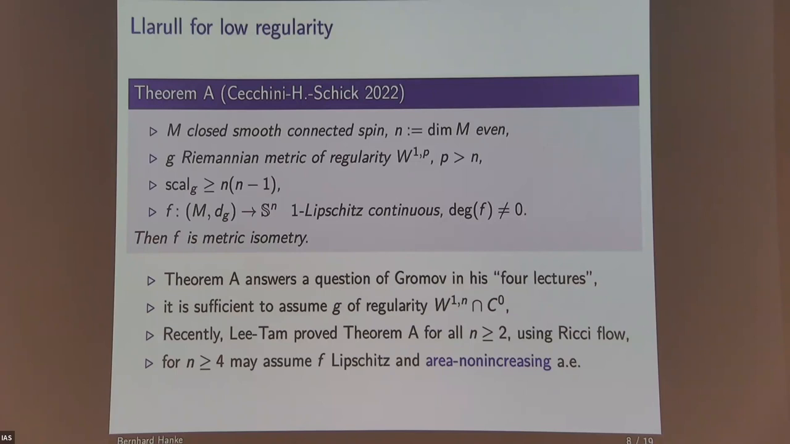And so in some way, we kind of stripped off some of the analysis or regularity. And interestingly, we are in a range of regularity which is really below C^1. And when you recall the Nash-Kuiper theorem, C^1 was a regularity where we had flexibility already, and here we have rigidity in this setting. It's just a remark here. And so this generalization of the Llarull result was conjectured by Gromov in his Four Lectures on Scalar Curvature. And it's actually sufficient to assume g being of regularity W^{1,n} and continuous.